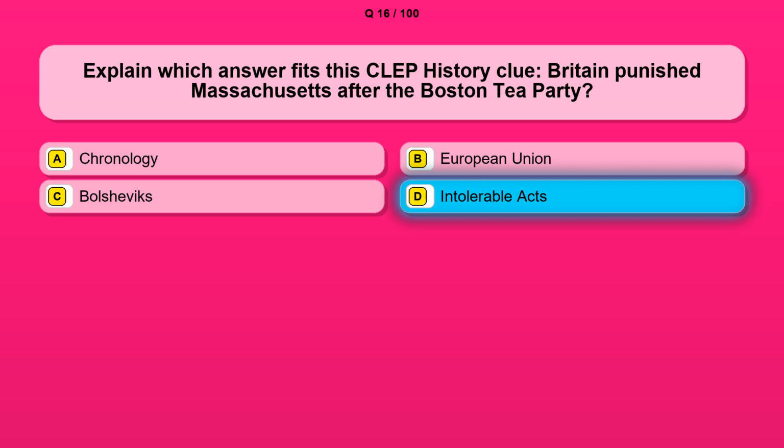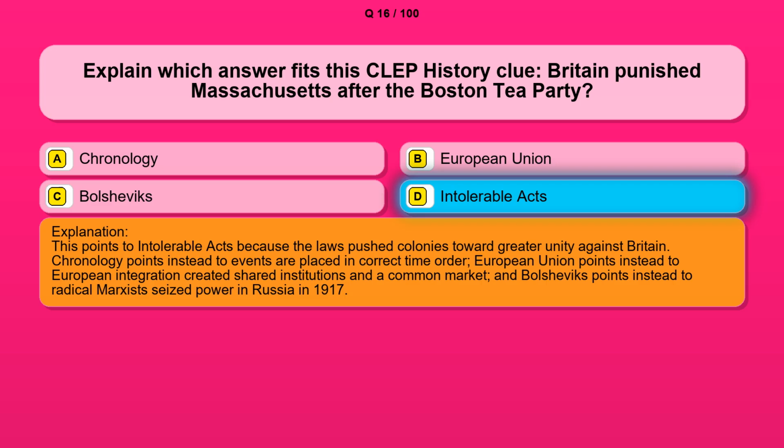The correct answer is option D, intolerable acts. This points to intolerable acts because the laws pushed colonies toward greater unity against Britain. Chronology points instead to events placed in correct time order. European Union points instead to European integration that created shared institutions and a common market, and Bolsheviks points instead to radical Marxists seized power in Russia in 1917.